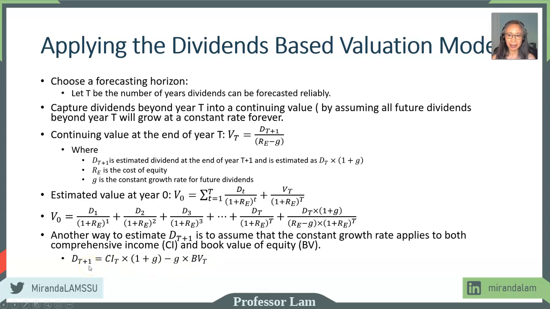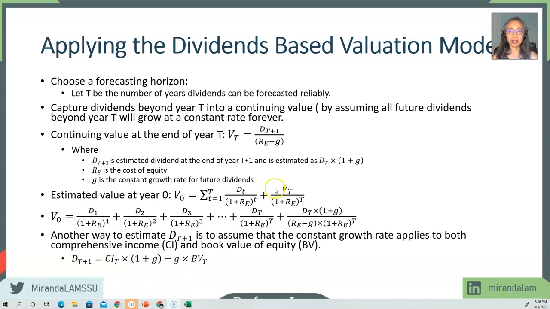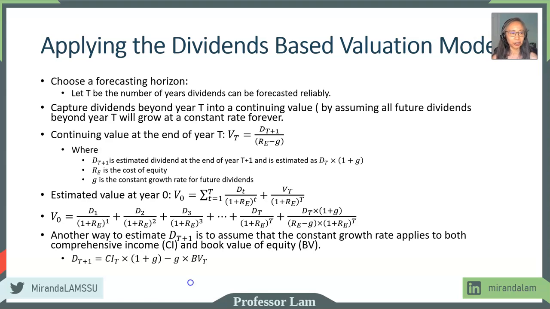So there's two ways you can estimate the dividend for computing the continuing value. One, you take the dividend in year T times 1 plus the growth rate, or you can take the comprehensive income times 1 plus the growth rate, minus the book value times the growth rate. Either approach will work. Which one is better depends on the firm, on how reliable you think the dividend that you estimated is, and whether or not comprehensive income and book value is a better estimate. There's no right or wrong answer in stock valuation. This is all an art. The right or wrong is using the correct information or the best information you have available.